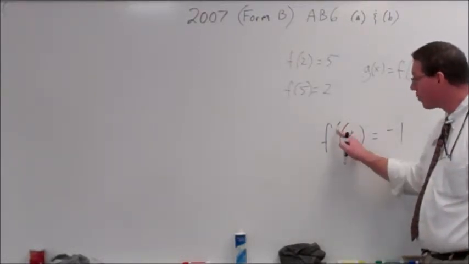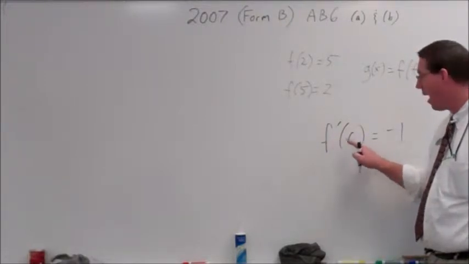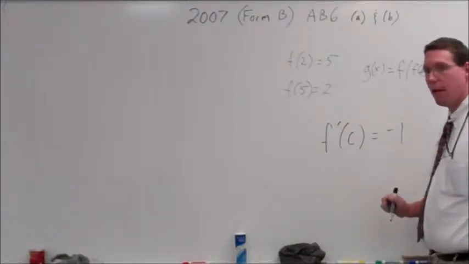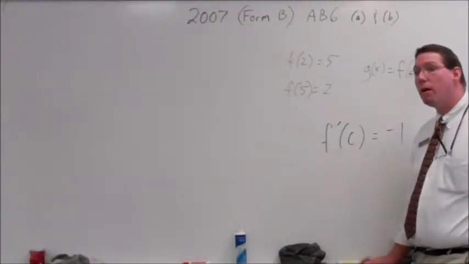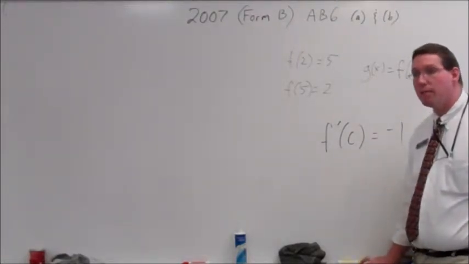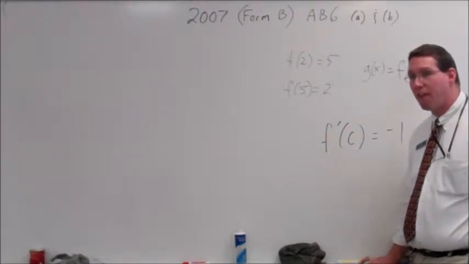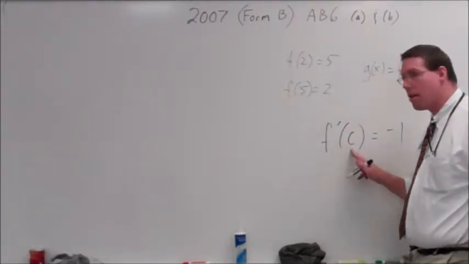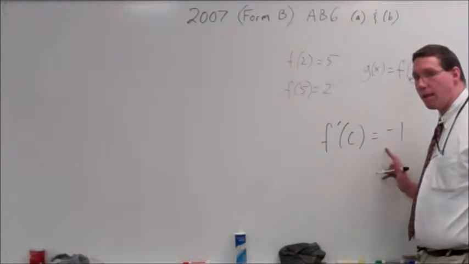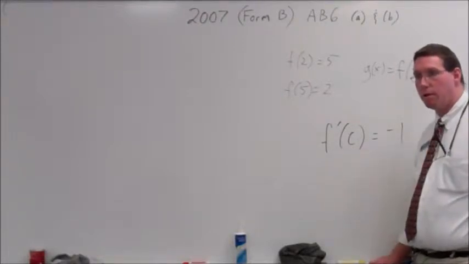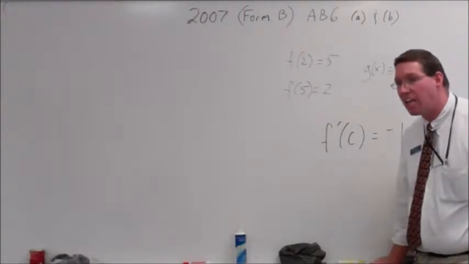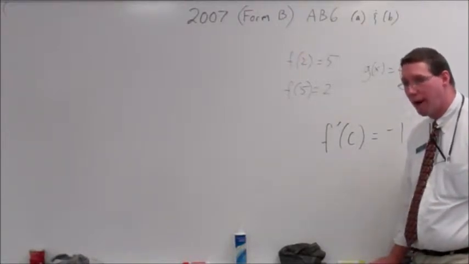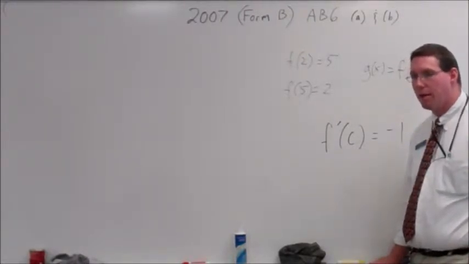The instantaneous rate of change in f of x at c is -1. Let me give you one more. The slope of the line tangent to the graph of f of x at c is -1. Did you understand what I just said? The slope of the line tangent to the graph is -1.